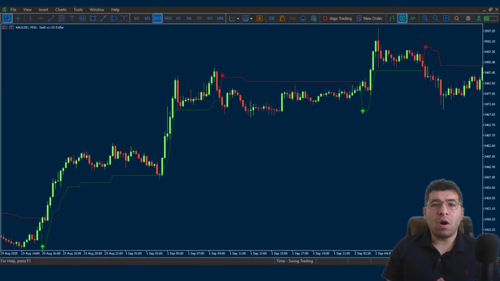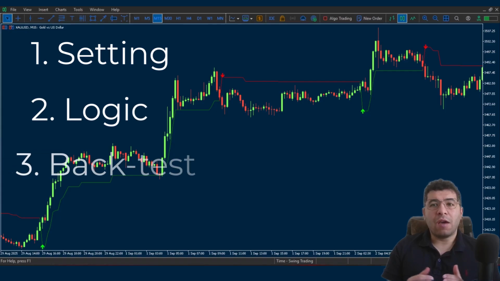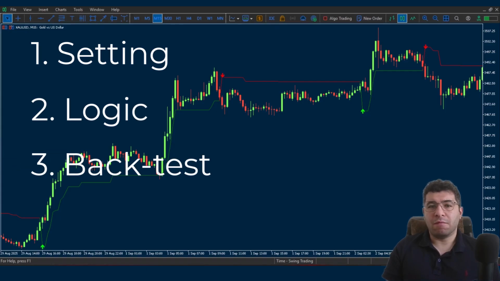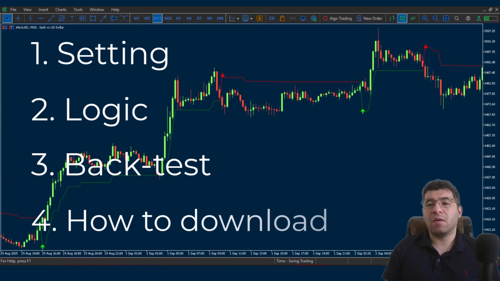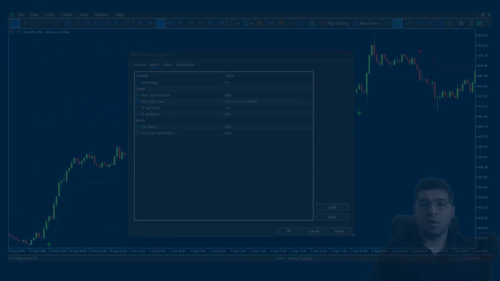Today I show you our optimized MetaTrader 5 version, how to set it up, how it works, and what the backtest really says. We will walk through the settings, the logic behind NRTR, a live backtest with win rate, and finally where to get the indicator on MQL5.